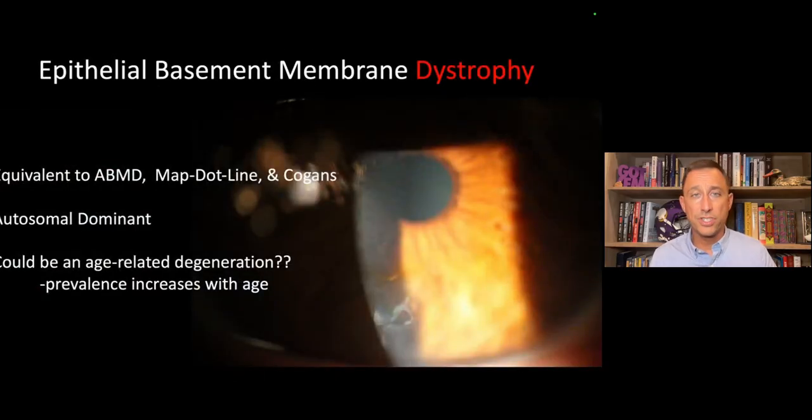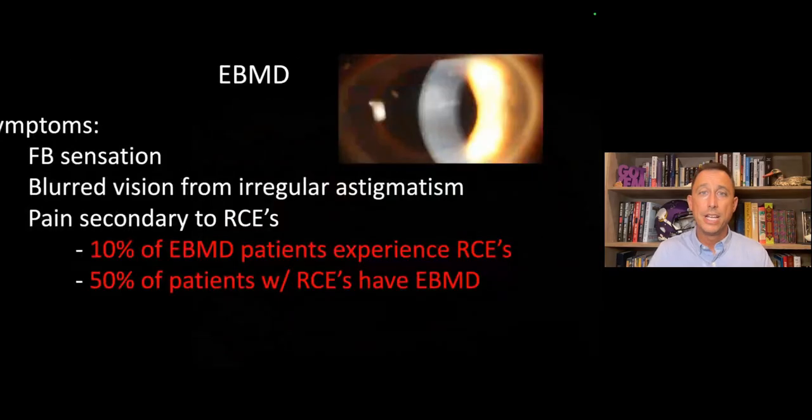Let's do a quick review of the most common types of dystrophies that we see. And I'm going to blow through this fairly quickly. This is going to be a rapid fire. So epithelial basement membrane dystrophy, a ton of different names for this, right? Anterior basement membrane dystrophy, MAP dot dystrophy, Cogan's syndrome, probably the most common epithelial dystrophy that we all see, usually increases with age. We see this in patients above the age of 50 typically, but not always.